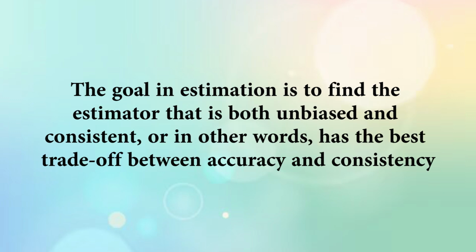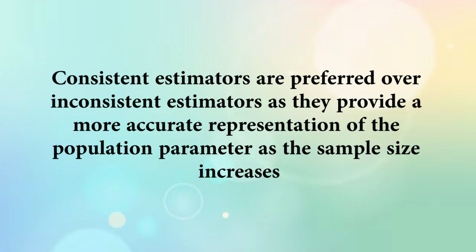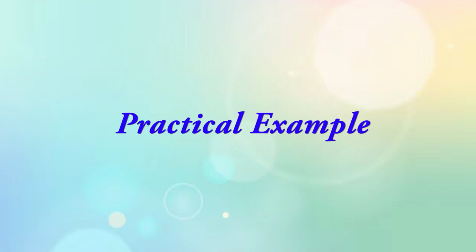The goal in estimation is to find the estimator that is both unbiased and consistent, or in other words, has the best trade-off between accuracy and consistency. Consistent estimators are preferred over inconsistent estimators as they provide a more accurate representation of the population parameter as the sample size increases. Now, we shall look into certain examples for consistency of estimators.